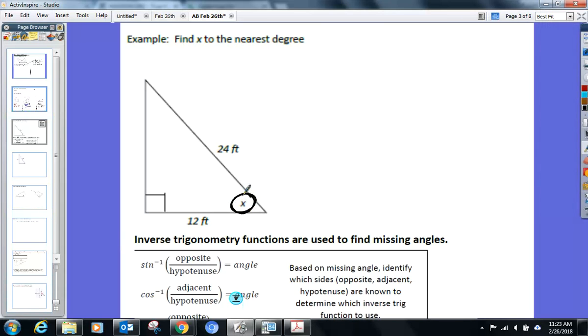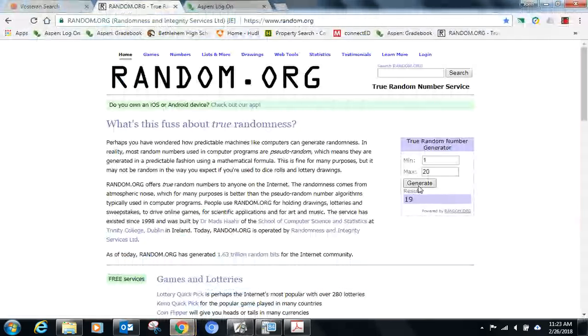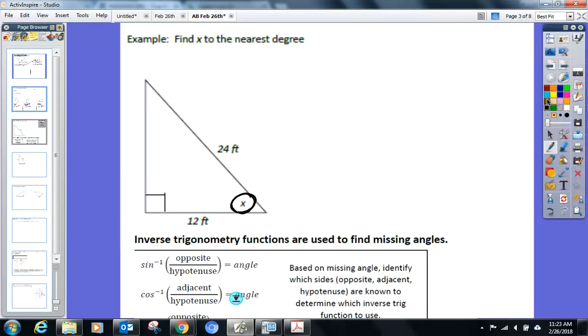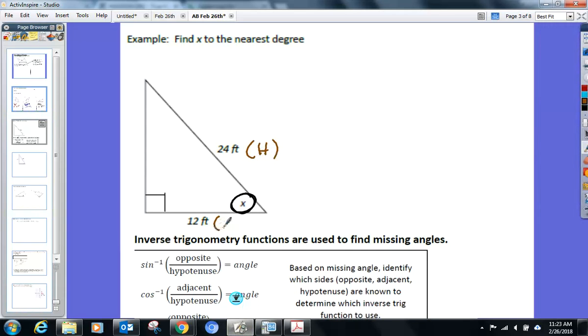Identify what the 12 and 24 are. That's not going to change. Identify what those sides are. What's the side of 12? What's the side of 24? Here we go. That is the hypotenuse, and the 12 would be the adjacent.